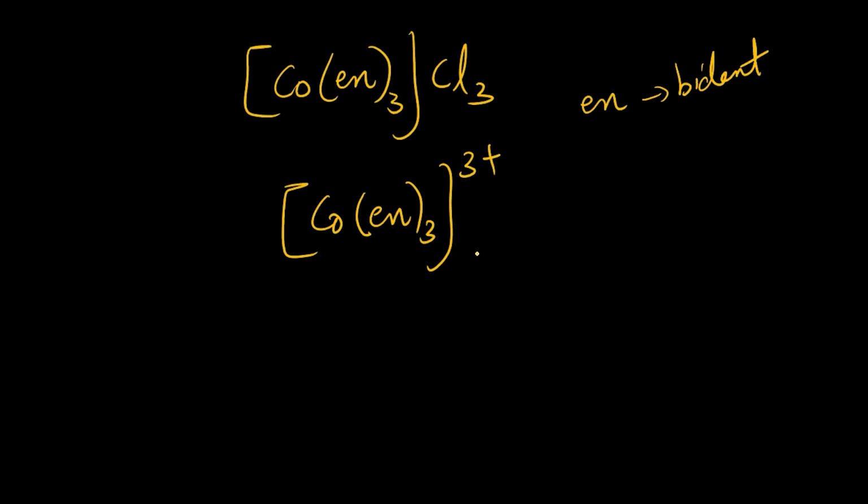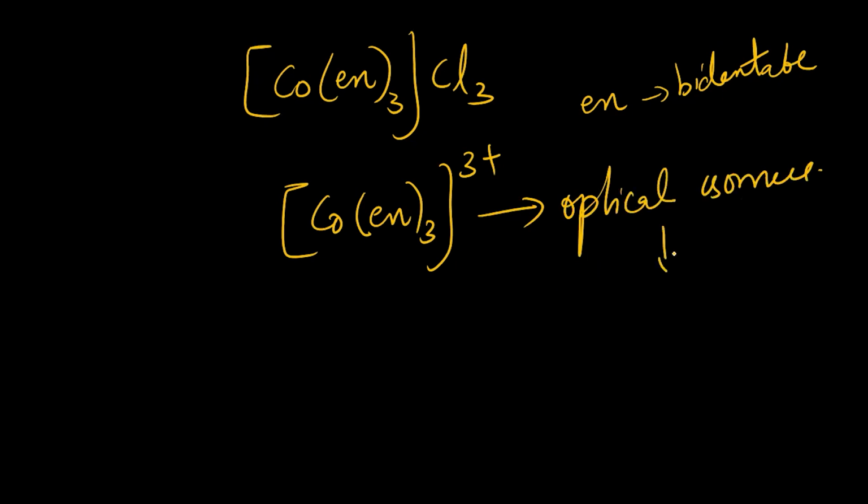So octahedral complexes, coordination number 6. Ligands are arranged in various ways, right? When we see this is bidentate, the arrangement of ligands will show which type of isomerism? Optical isomers. What are optical isomers?